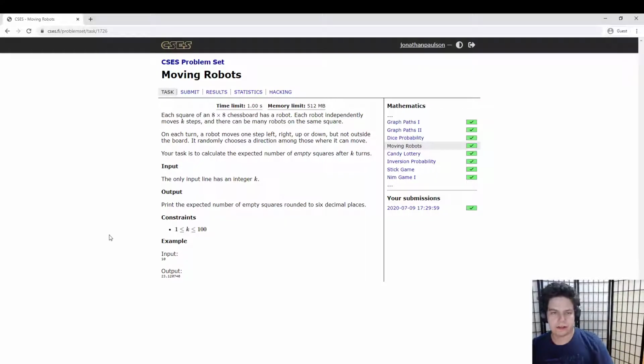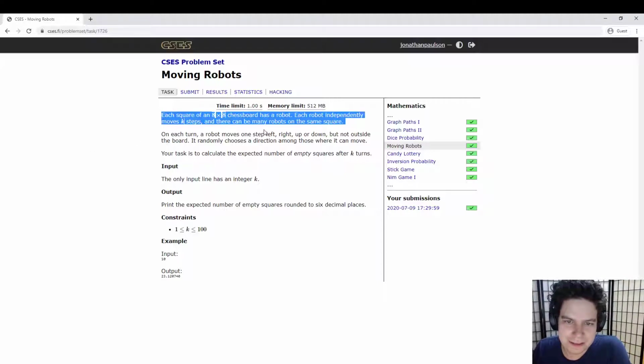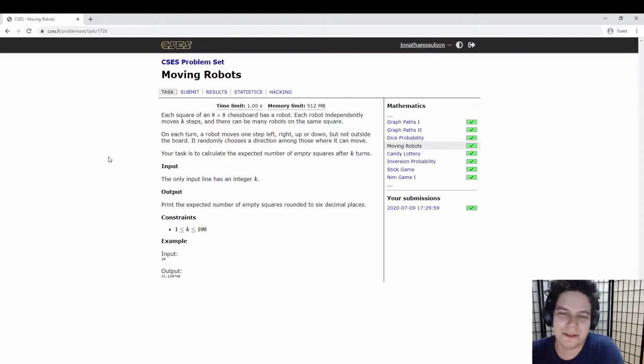All right, let's take a look at another CSES probability problem. This one is super complicated, actually. So, yeah, let's get into it. Just be warned. So we have a chessboard, and every square, it's 8 by 8.